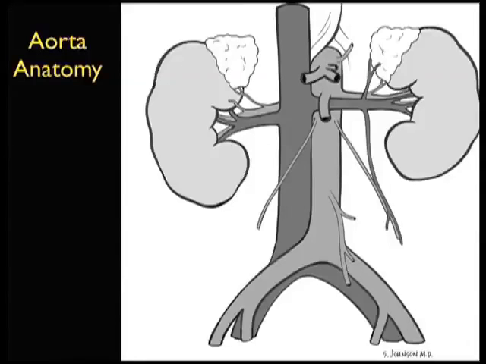Here's an image showing the anatomy of the aorta that we'll need to know to perform bedside sonography of this structure. Recall that the inferior vena cava and aorta form two paired tubular structures that course through the abdominal compartment. The IVC will be towards the patient's right, and the aorta will be over towards the patient's left side.